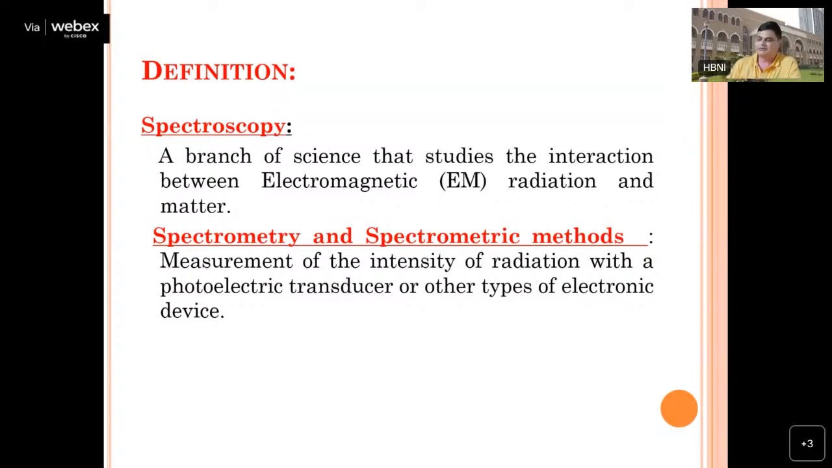What is spectroscopy? Spectroscopy is nothing but a branch of science in which the interaction of electromagnetic radiation with matter is discussed. Whereas spectrometry is the measurement of the intensity of the radiation with a photoelectric transducer or other types of electronic devices. So these are all termed spectrometry.